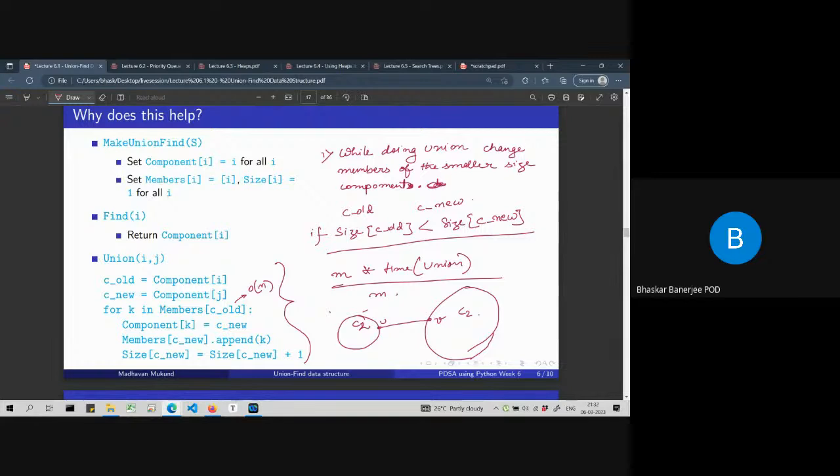So you are merging, initially this was C1, and it is C2. Now since C1 has a lesser number of vertices, because it is a smaller component, let's say there are only three vertices, and here, let's say 8 vertices are there. Obviously, since this is a smaller component, I told you we would change these 3 vertices to C2. You will change it. Then C2 will have 11 vertices. Exactly. That's what I'm saying. So now C2 is having 11 vertices.